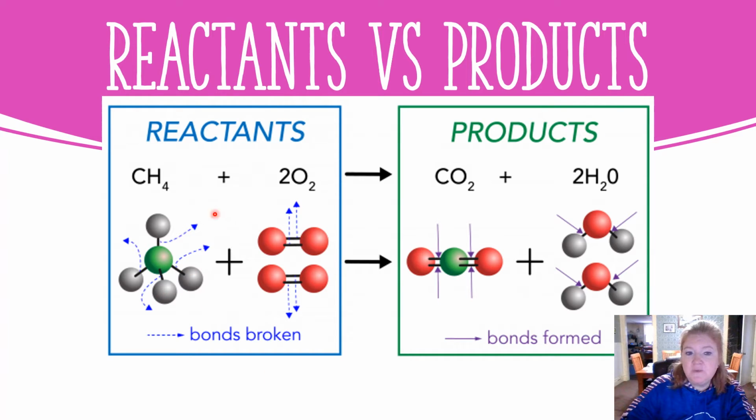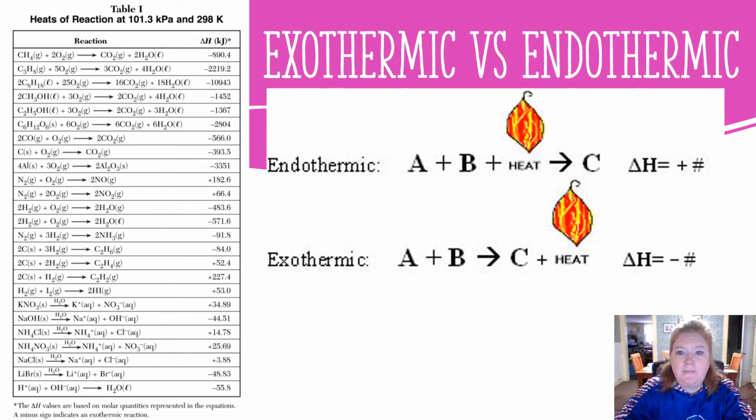And you can see this one illustrates how in CH4, the bonds are being broken. In oxygen, the bonds are being broken. And on this side, new bonds are being formed. Exothermic versus endothermic. So endothermic means heat or energy is being absorbed, and on table I, that will yield a positive value. Exothermic means heat or energy is being released, and that means on table I, it will have a negative value.